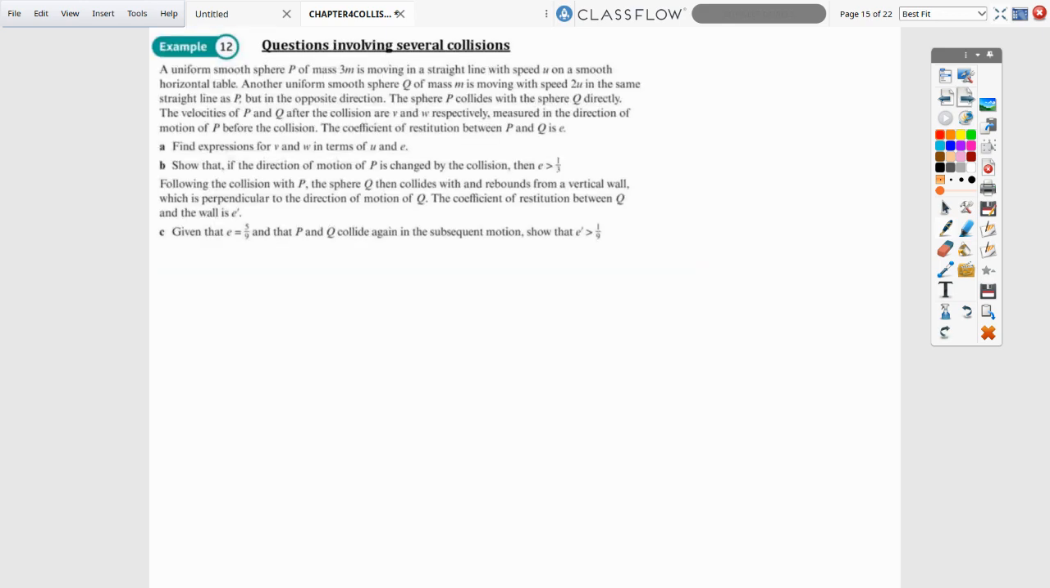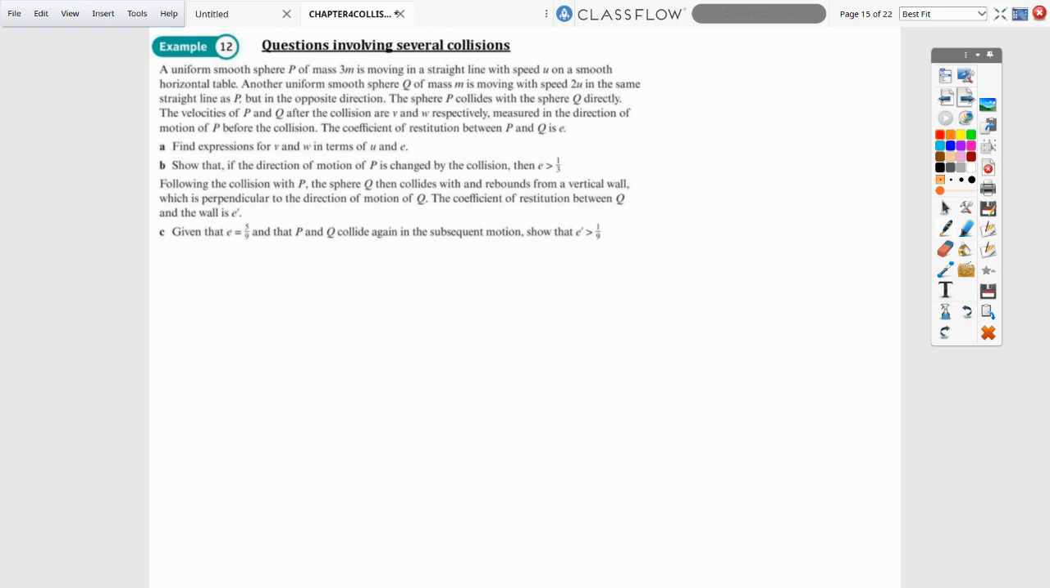Okay, so several collisions. There's just some more questions here. This is example 12, I think, in the book. Uniform sphere P of mass 3m is moving in a straight line with speed u on a smooth horizontal table. Another uniform smooth sphere Q of mass m is moving with speed 2u in the same straight line as P, but in the opposite direction. The sphere P collides with the sphere Q directly.